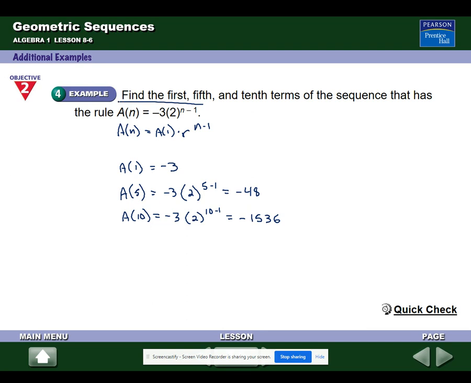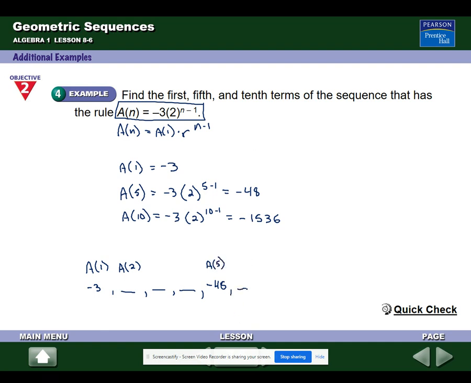This produces a sequence. That's a list of numbers. If I plug in 1, I get -3. That's because a of 1 is -3. If I plugged in 2, I'd get a different number. I'd get a different number at 3. I'd get a different number at 4. We figured out what 5 is. It's -48. A of 5 is -48.